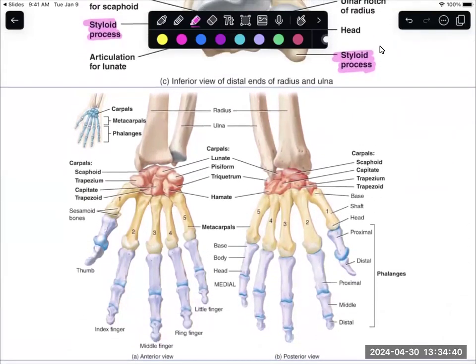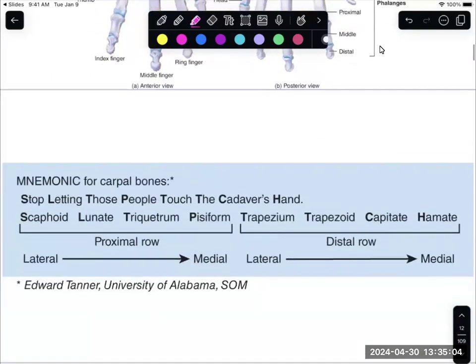Your wrists. There are 8 bones, I know I've mentioned it before, that make up your wrists. You do need to know all 8 bones. There are some mnemonics. Here's one: stop letting those people touch the cadaver's hands, like scaphoid, lunate, triquetrum, pisiform, trapezium, trapezoid, capitate, hamate.